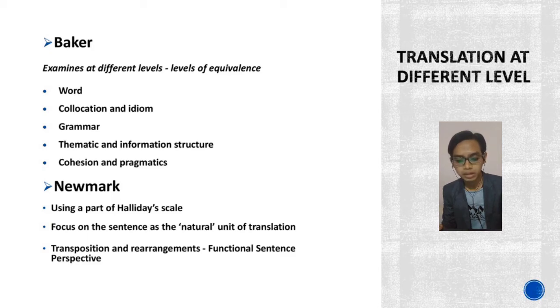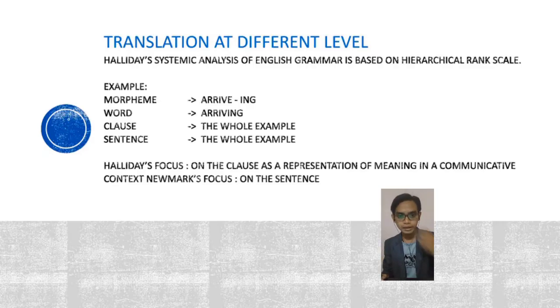And then from Newmark, the first is using a part of Halliday's scale, focusing on the sentence as a natural unit of translation, and then transposition and arrangement, functional sentence perspective. Again, the next is translation at different levels. Halliday's systemic analysis of English grammar is based on a hierarchical rank scale. The example: morpheme, word, group, clause, sentence.